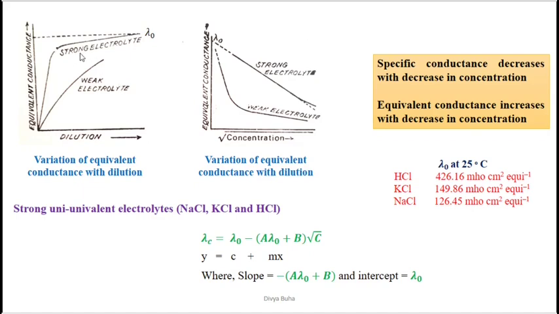And over here we have taken the strong electrolyte. So you can see that with dilution, the equivalent conductance of the strong electrolyte increases. Right, over here I have mentioned that equivalent conductance increases with decrease in concentration. So the concentration decreases, right? This is the dilution side. So initially the concentration would be maximum and then it decreases.